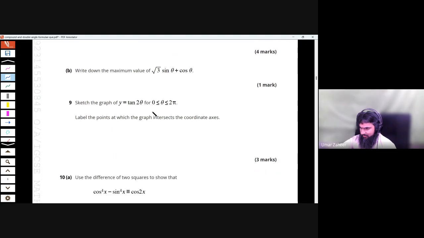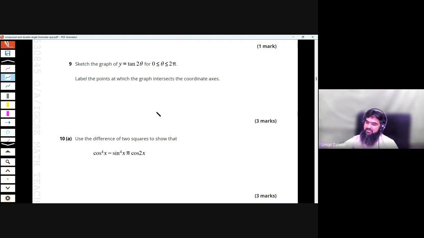Okay, the next portion he says that you have to sketch the graph of y is equal to tan 2 theta. So tan 2 theta, the graph is going to look like the same, just the values are going to change, where you have the asymptote line at 90 degree. Now it will become 45.